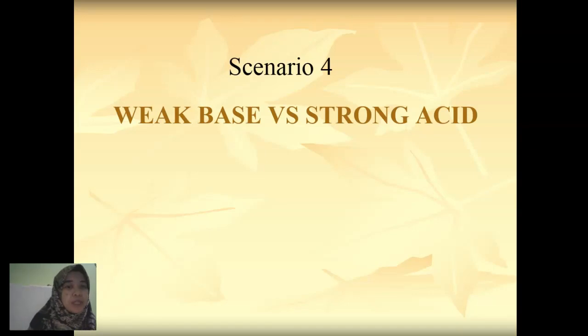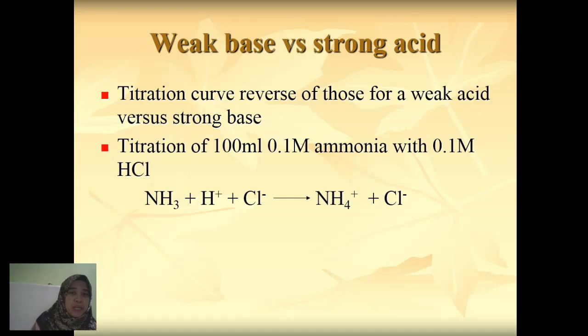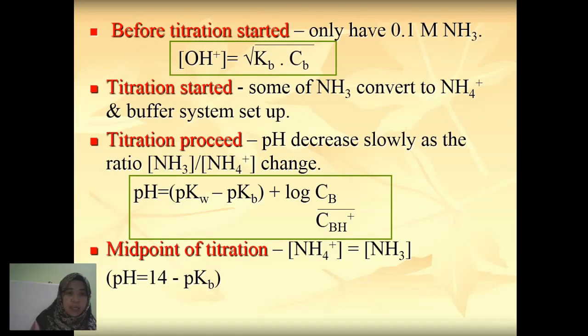And the last scenario is weak base versus strong acid. In this case, the weak base is ammonia. Again, we must get 4 points minimum: before titration started, titration proceeding, the equivalent point, and the midpoint of titration.